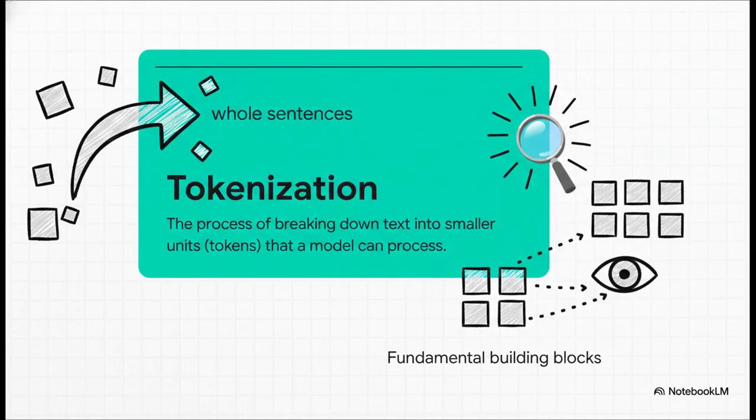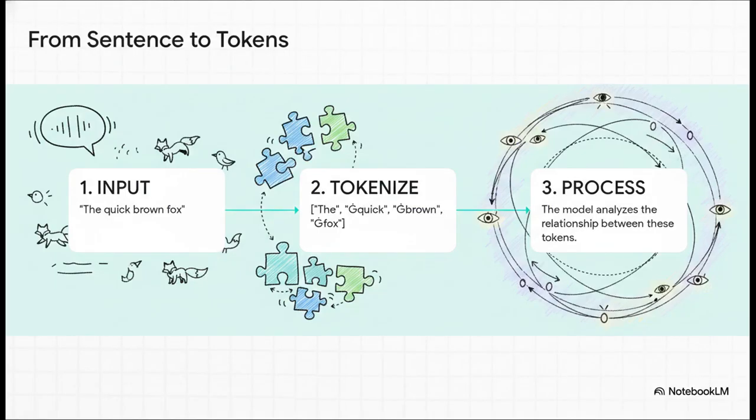Instead, it does this thing called tokenization, which is basically just breaking text down into smaller, more manageable pieces called, you guessed it, tokens. These are the fundamental building blocks of language for an AI. And this right here is a perfect visualization of that process. So our input, the quick brown fox, gets broken into these tokens.